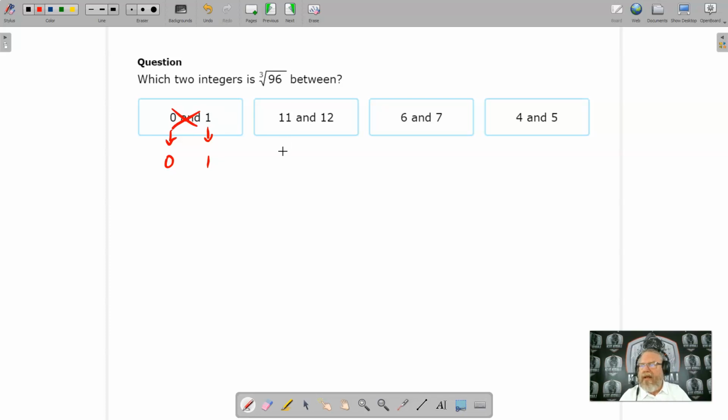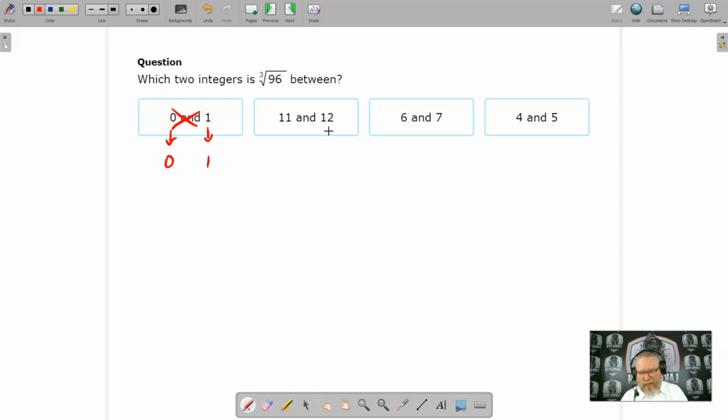11 squared is, let's see, 12 squared is 144. And 11 squared, I think it's 121. Pretty sure. Let me double check. Almost positive. Oh, I'm doing perfect squares. Mr. T, you're wrong. You don't want to do that. I'm doing cubes. Okay, so I need to find 12 times 12 times 12.